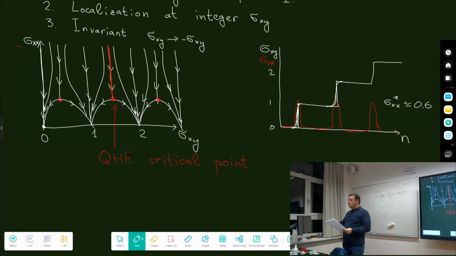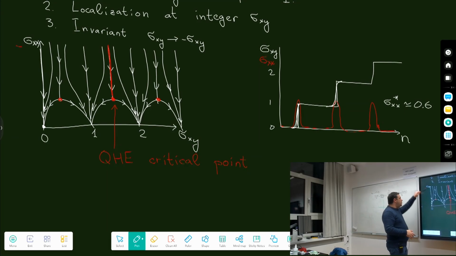So this theta term does almost nothing. It changes almost nothing in this theory. It's a very weak thing. It is a total derivative. It's an integer number times 2 pi i and times sigma xy. So it almost changes nothing.